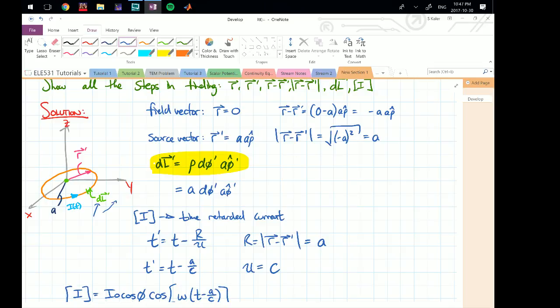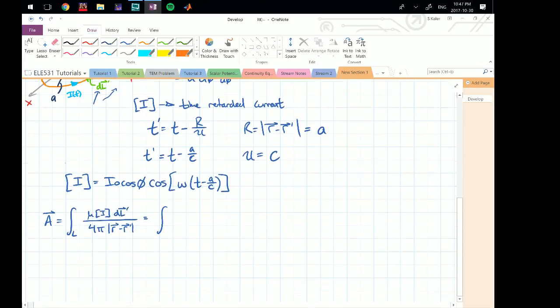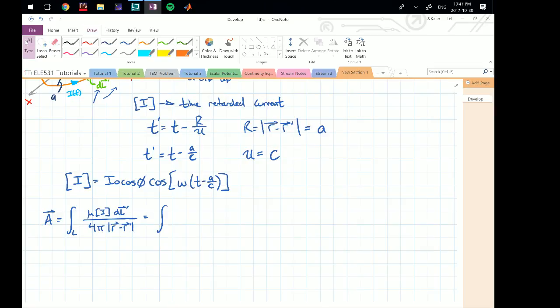Now the question is, what values is that thing going to change between? If you look at the way that the cylindrical coordinate system is defined, it changes between 0 and 2 pi. So I'm going to say that phi prime equals 0 to 2 pi. So these are our limits of integration now. So that's relatively simple enough.